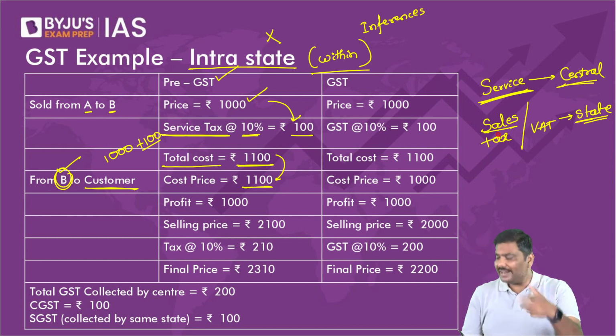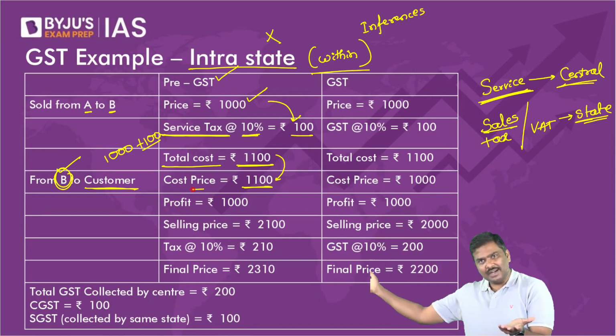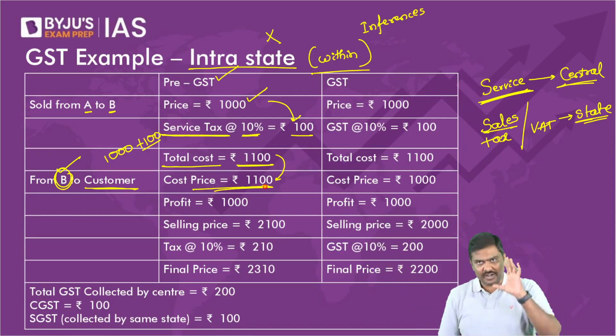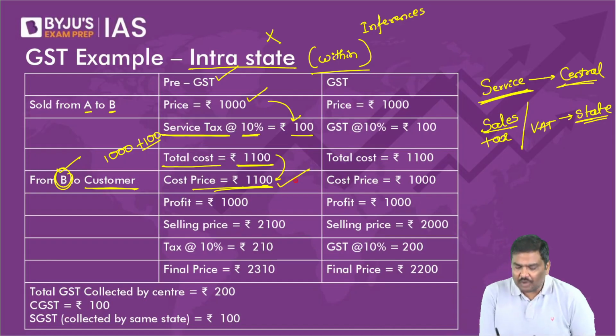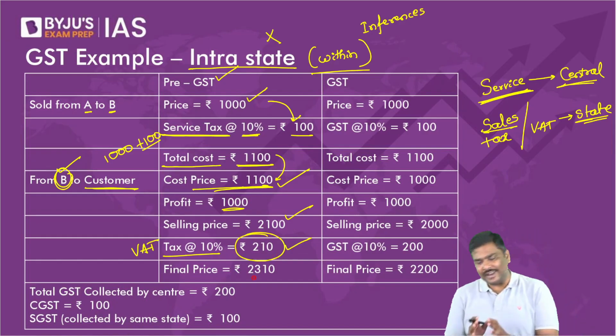So if you don't get input tax credit of the service tax, what will you do? You'll basically transfer that as a burden to the customer. That is the reason you will take the cost price as 1100. Now you want to earn a profit of 1000. Selling price will become 2100. The state government will impose a VAT of 10%. 210 rupees will be the VAT and the market price will become 2310 rupees.